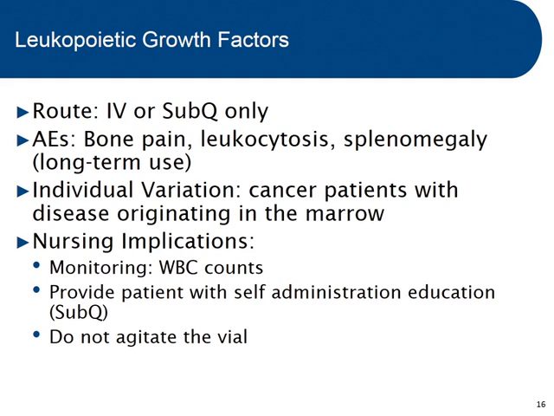Leukocytosis occurs in about 2% of patients. It's generally seen when we use high doses of the leukopoietic growth factors. It's not harmful per se, but we generally try to avoid it. In terms of individual variation, cancer patients with their disease originating in the bone marrow, we generally do not use this drug.